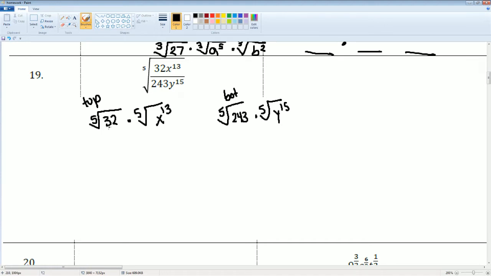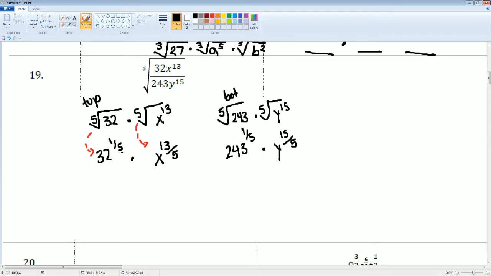This is the same thing as 32 to the 1/5 power. So this becomes this. So let's see if we can do this. The base here is x to the 13th, and the fifth of the radical just goes on bottom. Make sure we multiply. Same thing: 243 to the 1/5 times y to the 15, and the 5 goes on bottom. We can simplify this if you want.